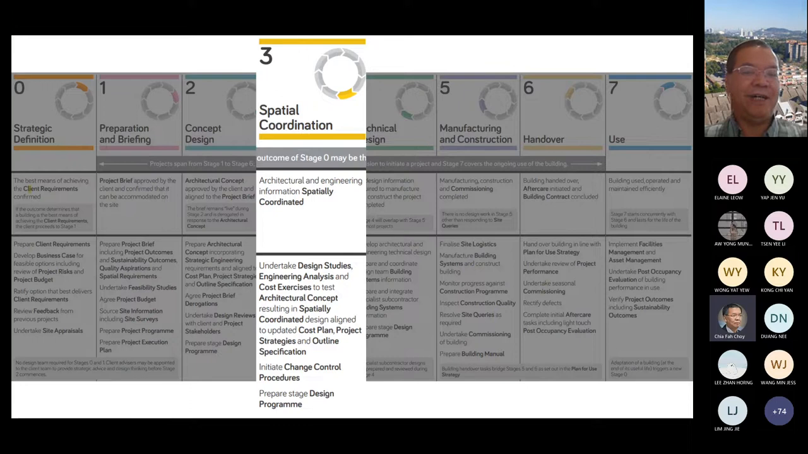You remember yesterday I explained LOD. For your project, I expect you to prepare LOD 200 drawings only. But actually, when you finalize this stage, more or less you are already at LOD 300, because your architectural concept and all the space provided for the different parts of the building are more confirmed. And during this stage, you need to update your cost plan.